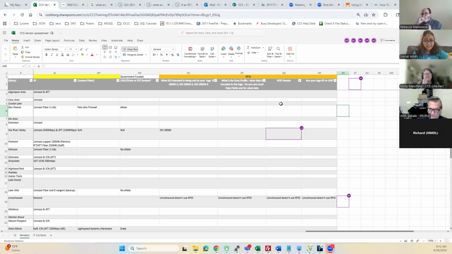So I'm just going to say it. I don't understand all of these columns. Is there any way CCS can conduct a 15-minute training for us? Because maybe we know parts of it and not all of it.